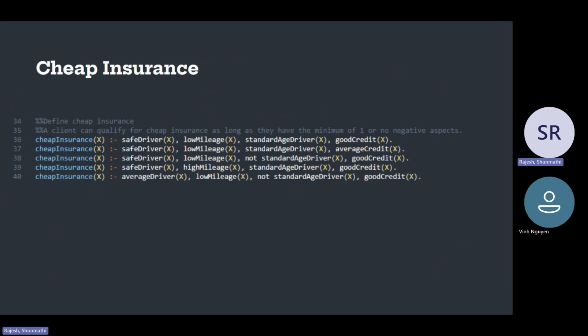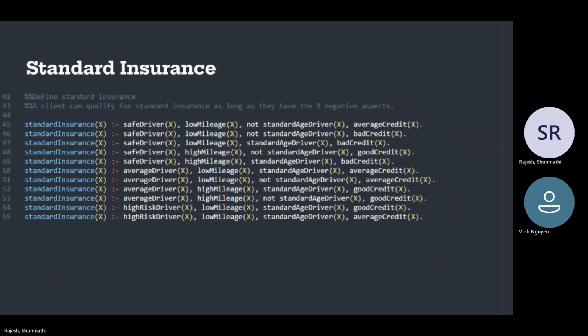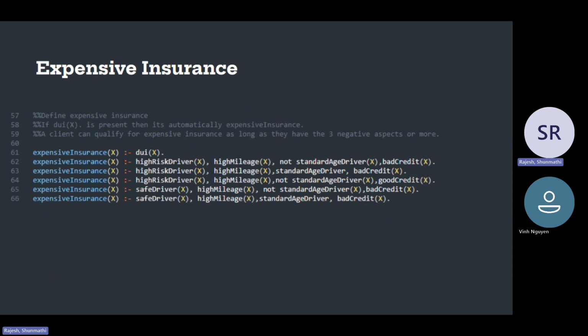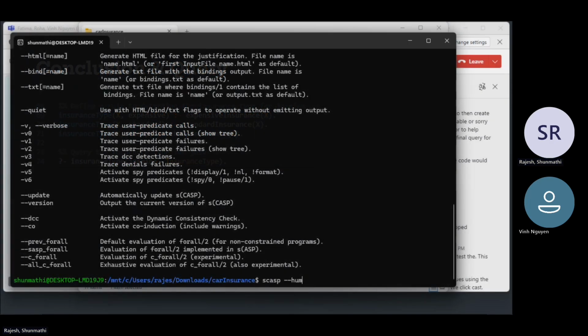So here is our code in action, doing exactly what the flowchart said in code. This is for cheap insurance. This is the standard insurance code. And this is the expensive insurance code. Now, we've used this to then create an insurance type.